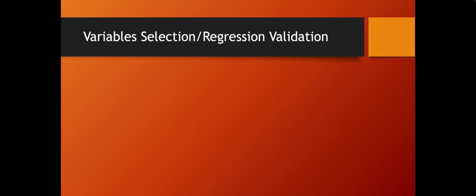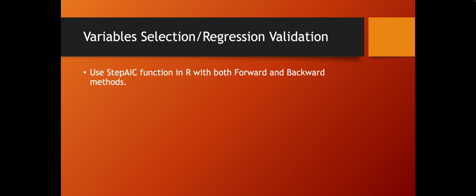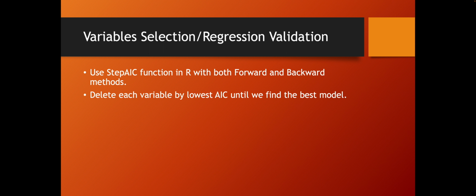Next, I will do the variable selection and also the regression validation. First, I use the stepAIC function in R with both forward and backward methods. You set direction equal to both in the function, and it will give you the best model. Next, I also run the backward method manually, deleting the variable with the lowest AIC and then keep running it. I will show you in the next steps.